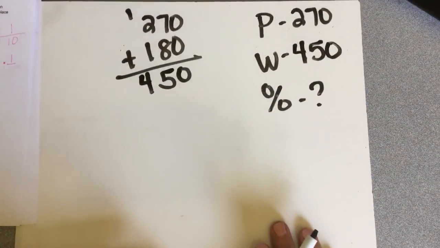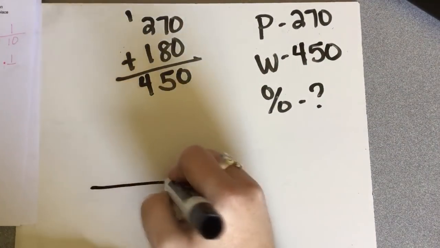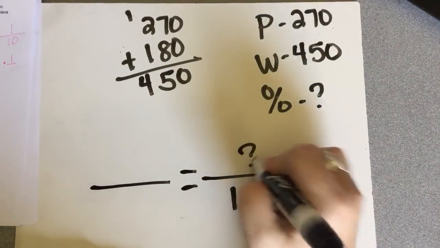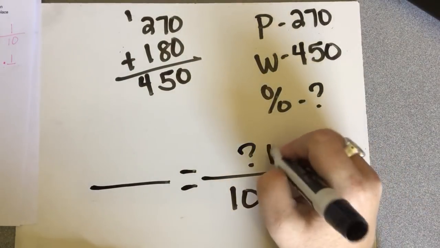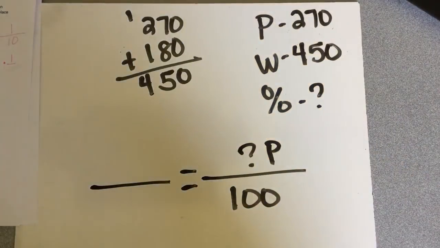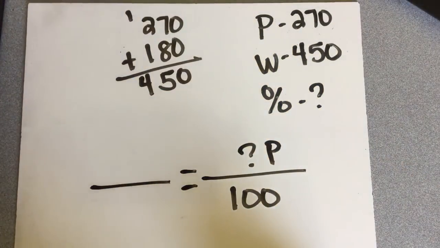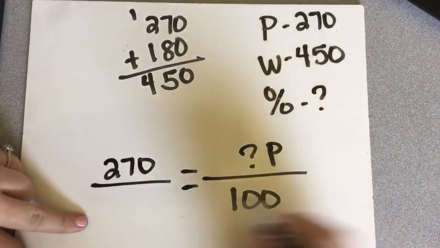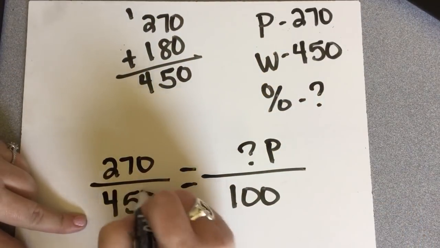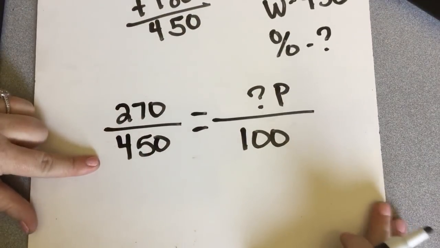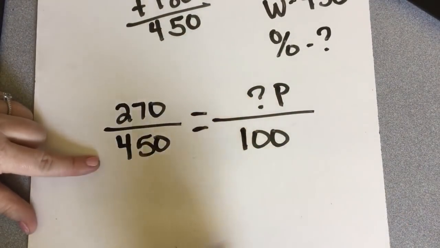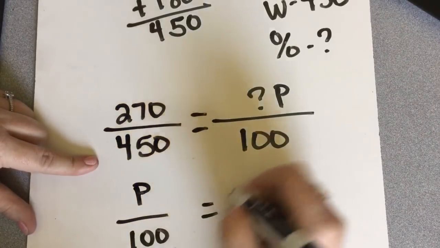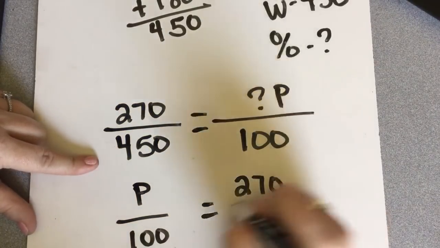Okay, so if we set this up in a percent proportion, you should have your part over your whole equals your percent over 100. We don't know the percent. They are using the letter P here, but you can put a question mark if it helps you for right now. And then you're going to put your part, so 270 over 450. Now, just so you know, you can write this either way. You can switch this and put percent over 100 equals your part over your whole.